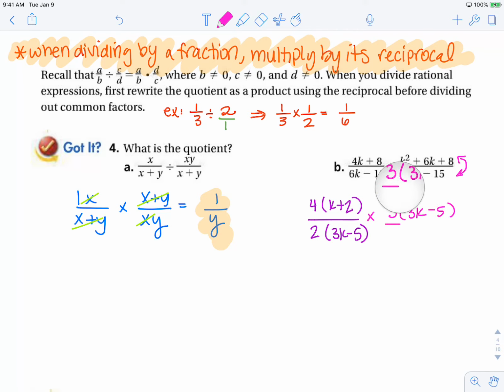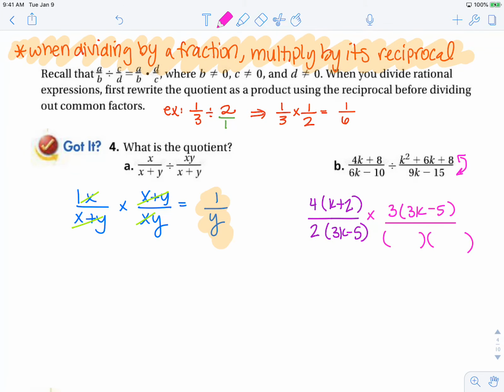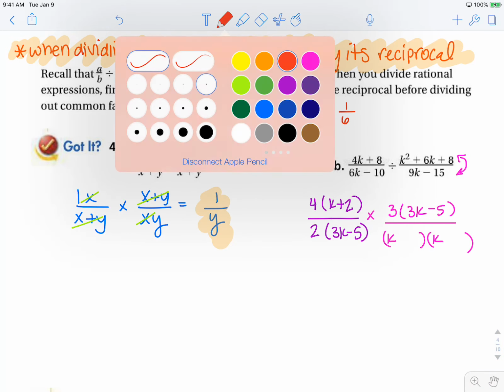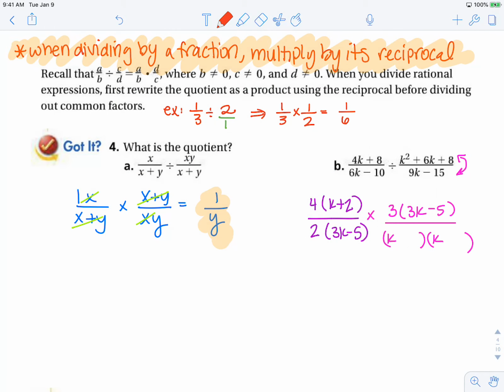And my denominator, I'm going to factor that trinomial. I know that these first two terms have to multiply to make k squared, so they'll be k. And these two here need to multiply to make 8, but add to make 6. So I know that's going to be plus 4 and plus 2.